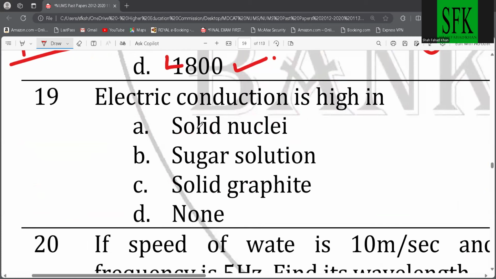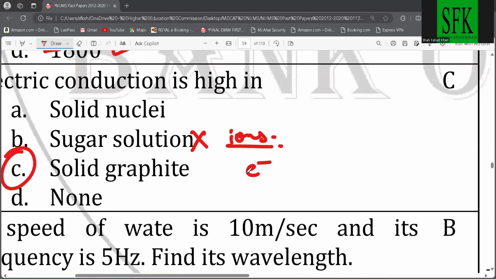Electric conduction is high in graphite. Graphite would be the best option because it has electrons, whereas sugar solution has ions, but electrons are faster than ions in sugar solutions, okay? So C is a better choice.